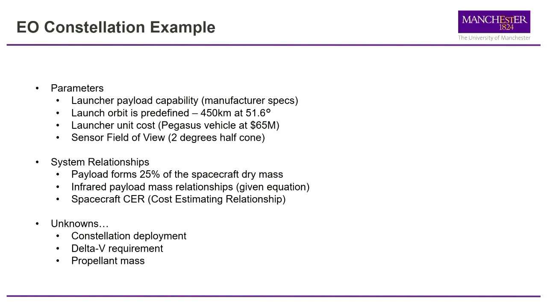So the unknown things were what happens with the deployment of those satellites, how much delta V they require to perform that deployment, and then how much mass of propellant they need as well. Okay? And the overall size of the satellite is also going to change based on that mission orbit, because the optical system will change in size as well.